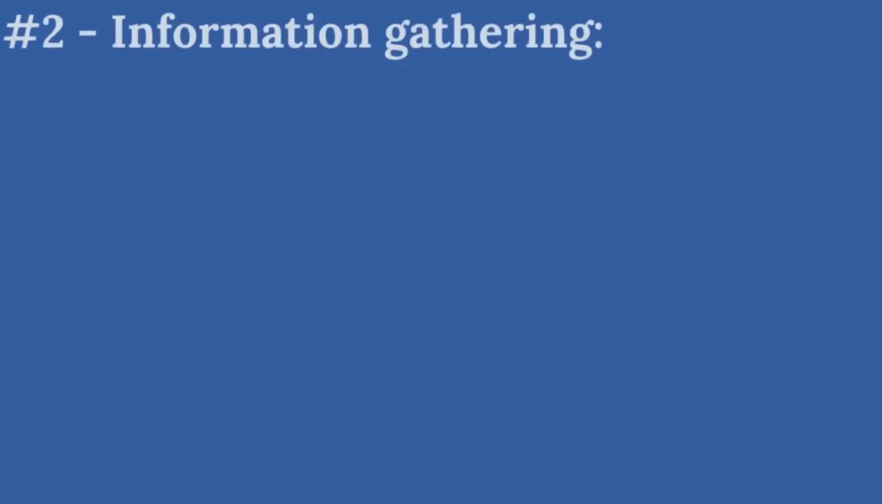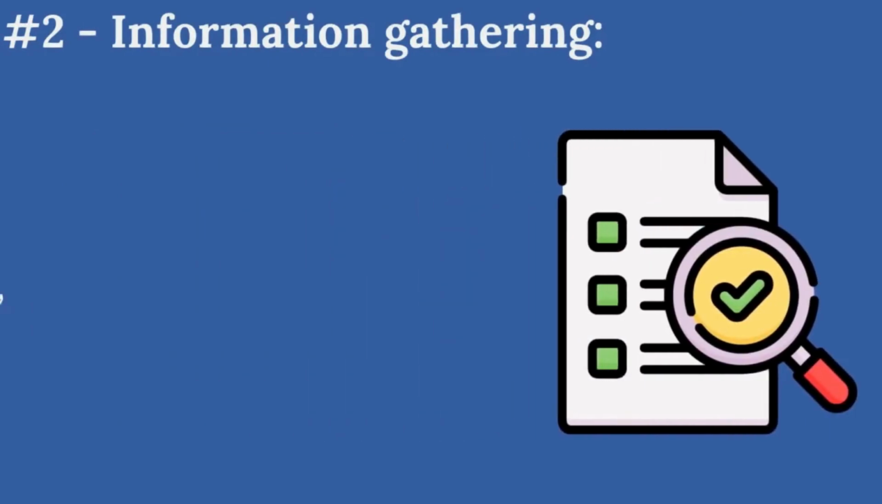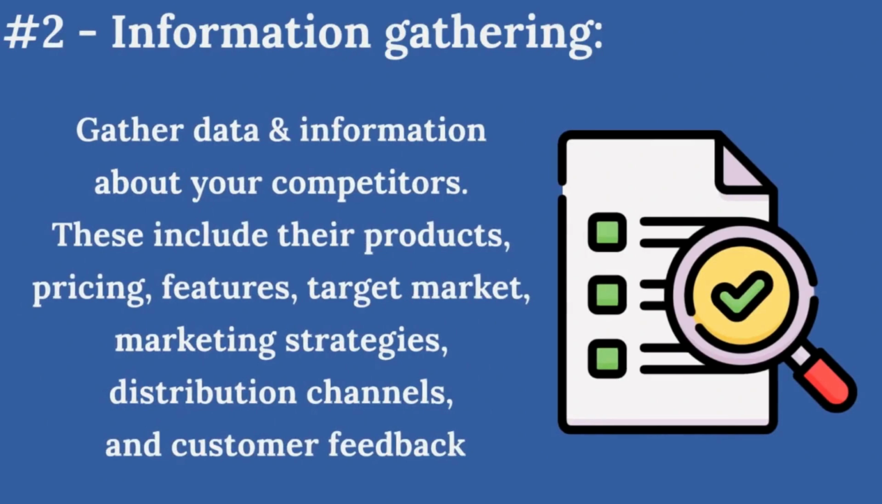Step 2. Information gathering. Gather data and information about your competitors. These include their products, pricing, features, target market, market strategies, distribution channels, and customer feedback. A variety of sources can be used when researching a company, including its website, social media, annual report, customer feedback, and industry reports. Based on your target customers' needs, determine the criteria for segmenting the market.